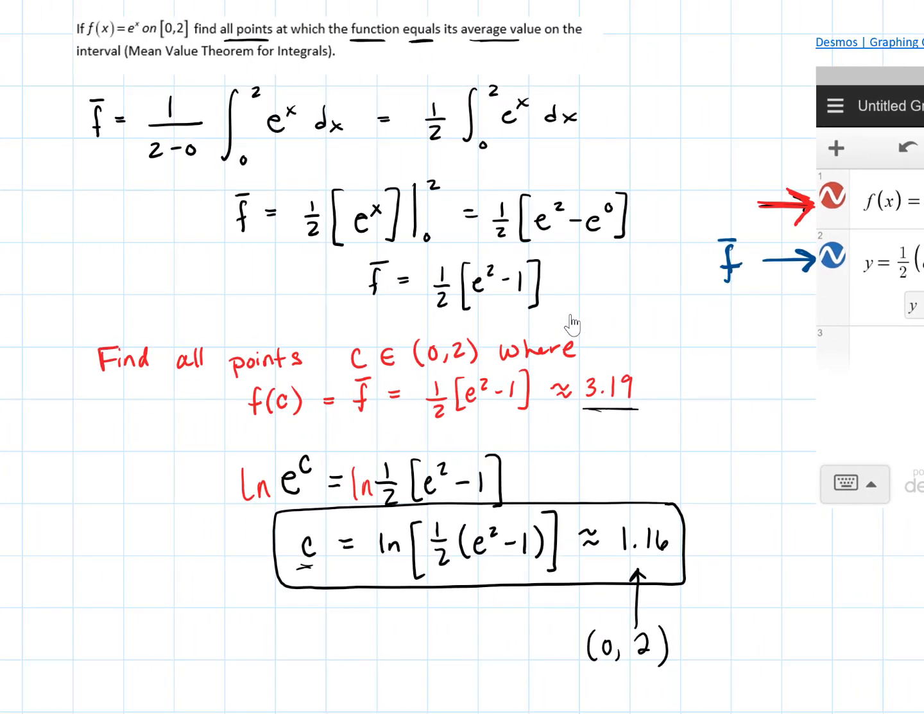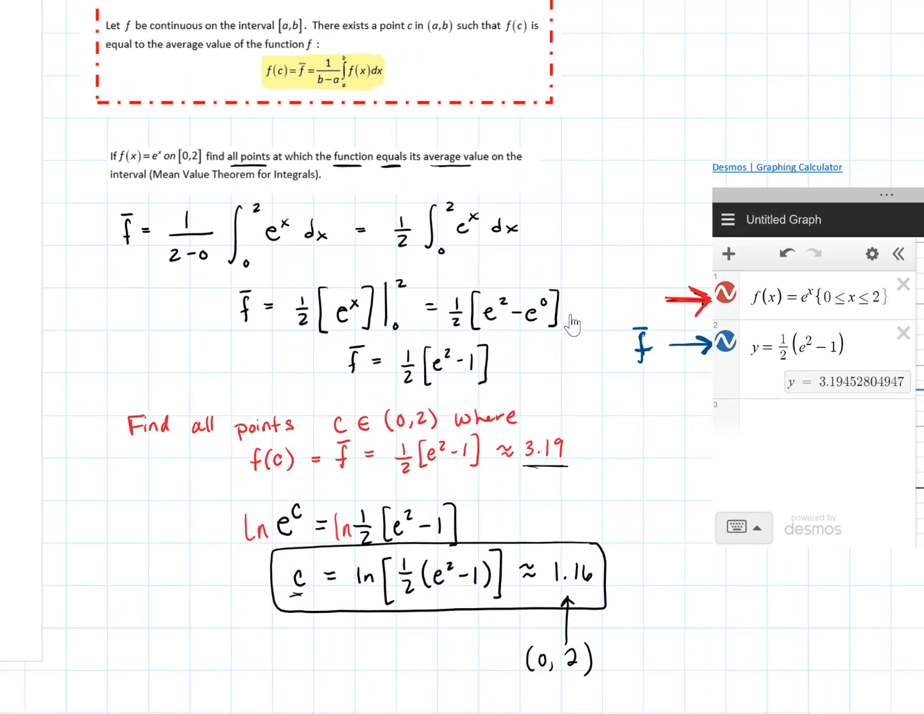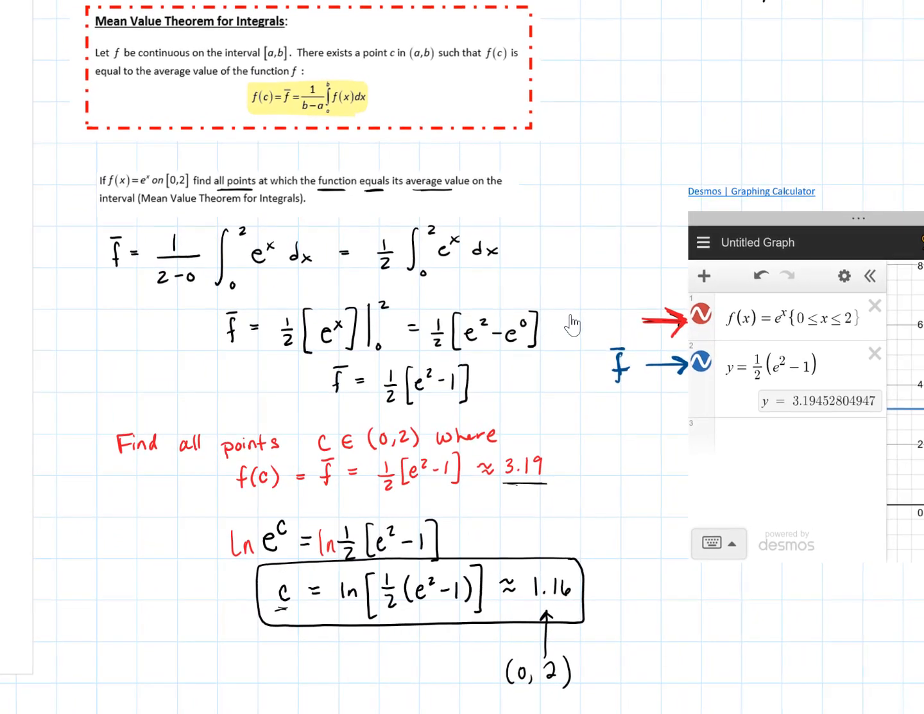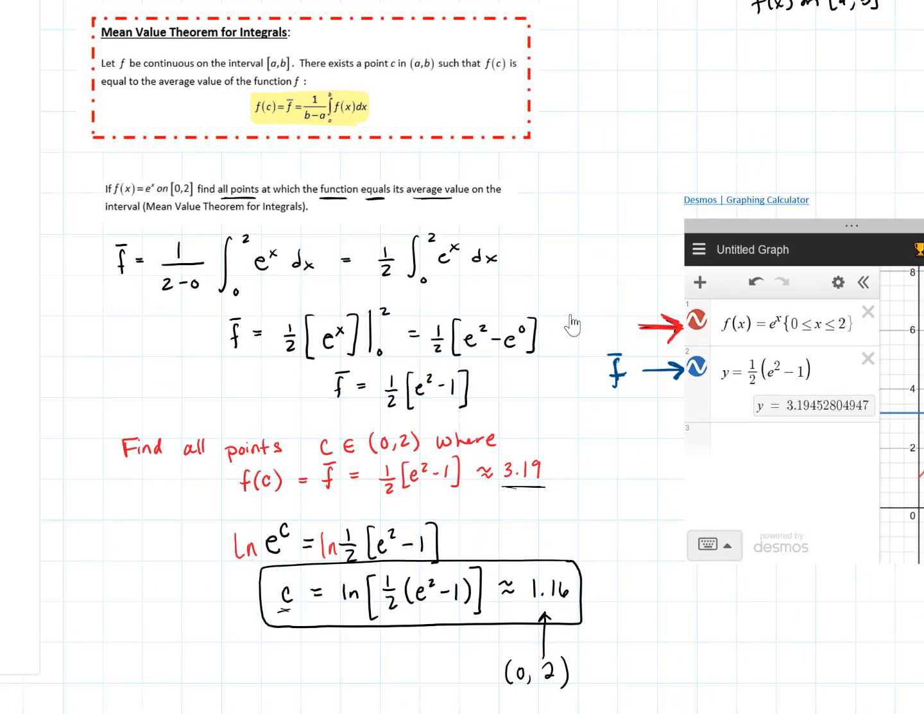And that is our mean value theorem for integrals. And that wraps up this section, working with integrals.